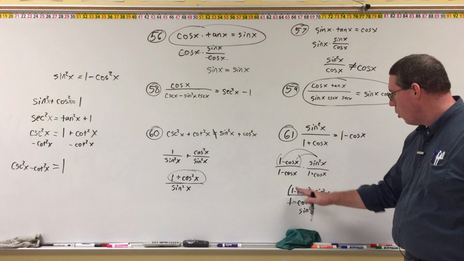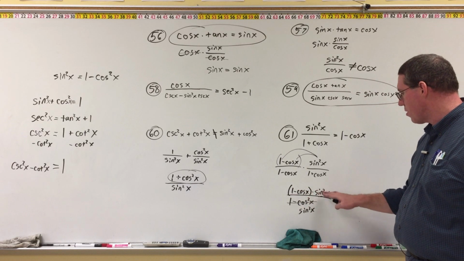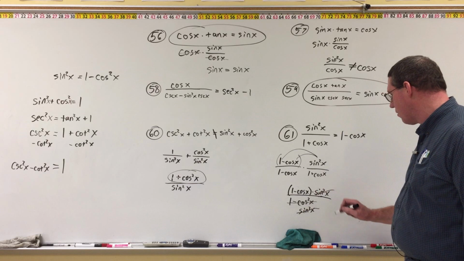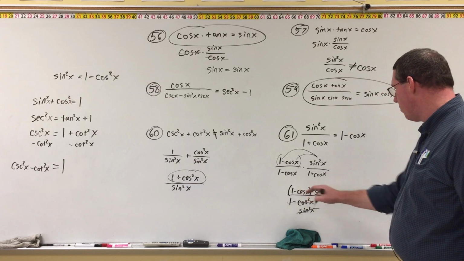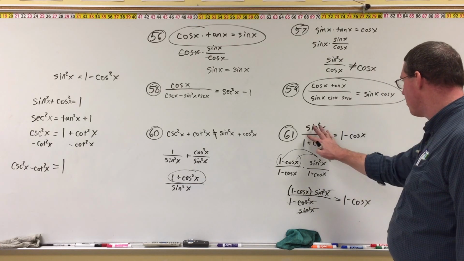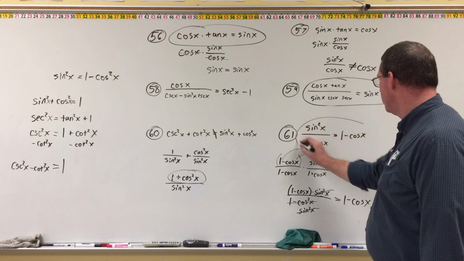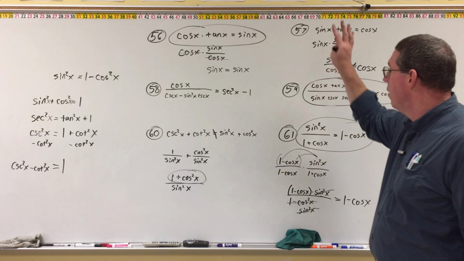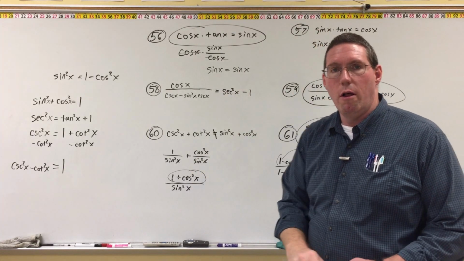Now look what we have. 1 minus cosine of x times sine squared of x over sine squared of x. We can cancel the sine squared of x, and all we have left is 1 minus cosine of x, which is what we started with. And so therefore this is true. This is equal to this. And so 56 is true, 59 and 61 are true, 57, 58, and 60 are all false.